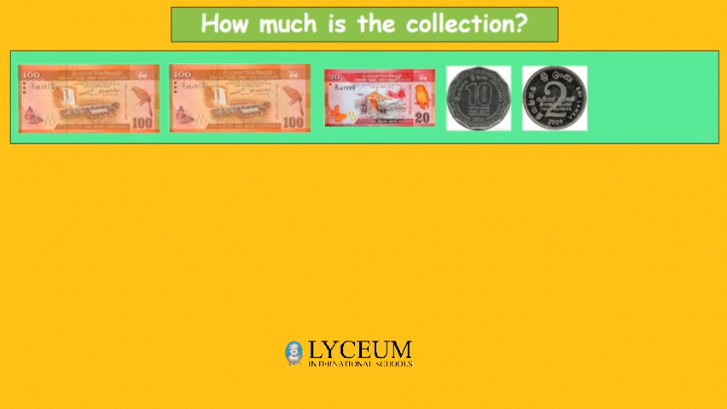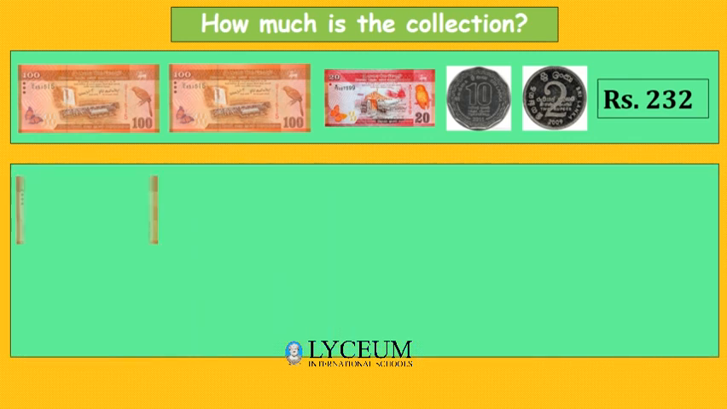Now we are left with the 2 rupee coin. 230 plus 2 gives us 232. Next one.